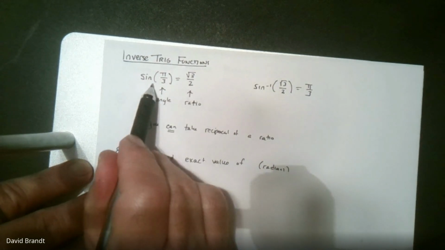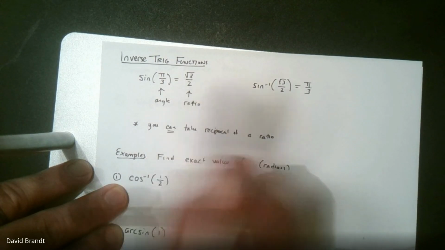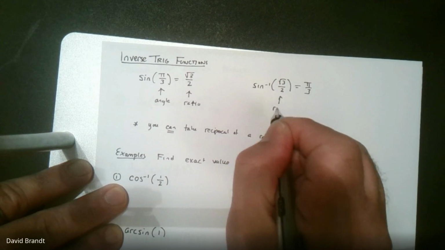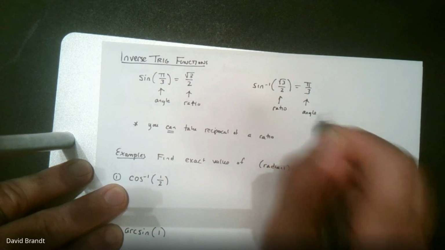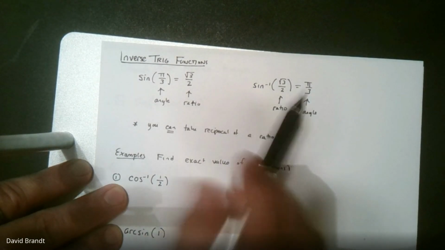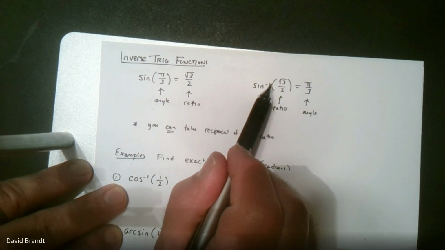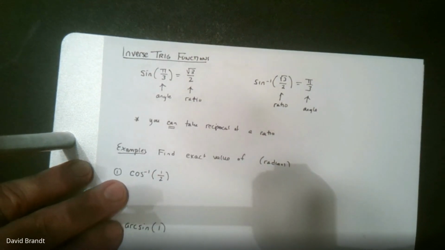So when you do a regular trig function, you plug in an angle and your answer is a ratio. But when you go the other way, what you plug in is a ratio, and the answer is an angle. It's reversed. And we've done something like this before. You did this when you were solving right triangles for the missing angle.